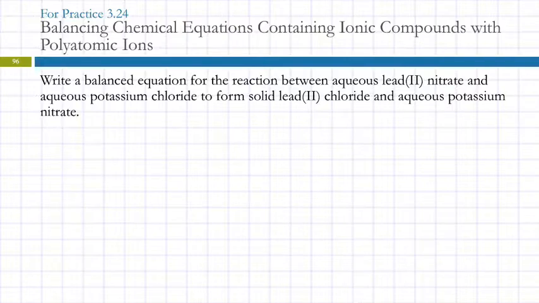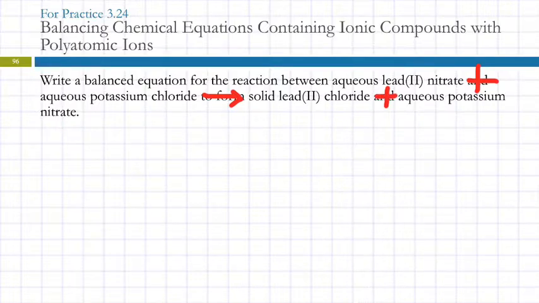So let's look at this one. Write a balanced equation for the reaction between aqueous lead-2 nitrate and aqueous potassium chloride to form solid lead-2 chloride and aqueous potassium nitrate. So here's my "and," that's a plus. And "to form" is my arrow, and "and" is another plus there.